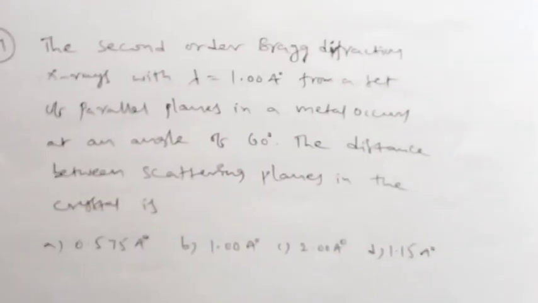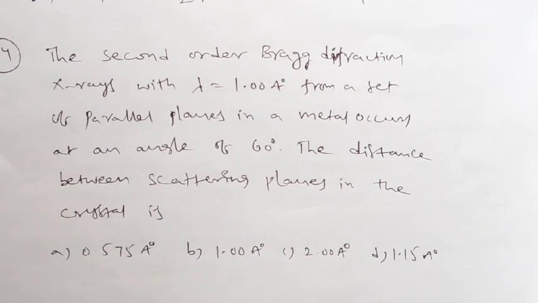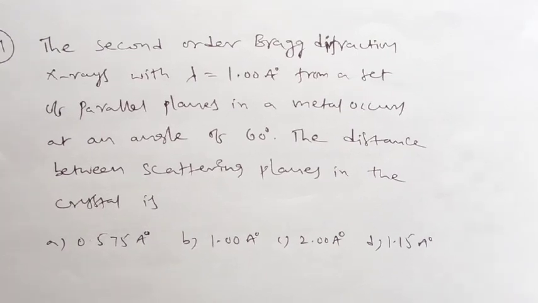So this is based on Bragg's equation. Actually, from the NEET point of view, Bragg's equation questions have not been asked anytime up to now. But from the mains point of view it is very important because it is a simple model. A second order Bragg's diffraction of X-rays with lambda equal to 1 angstrom from a set of parallel planes in a metal occurs at the angle of 60 degrees. The distance between the scattering planes in the crystal is.